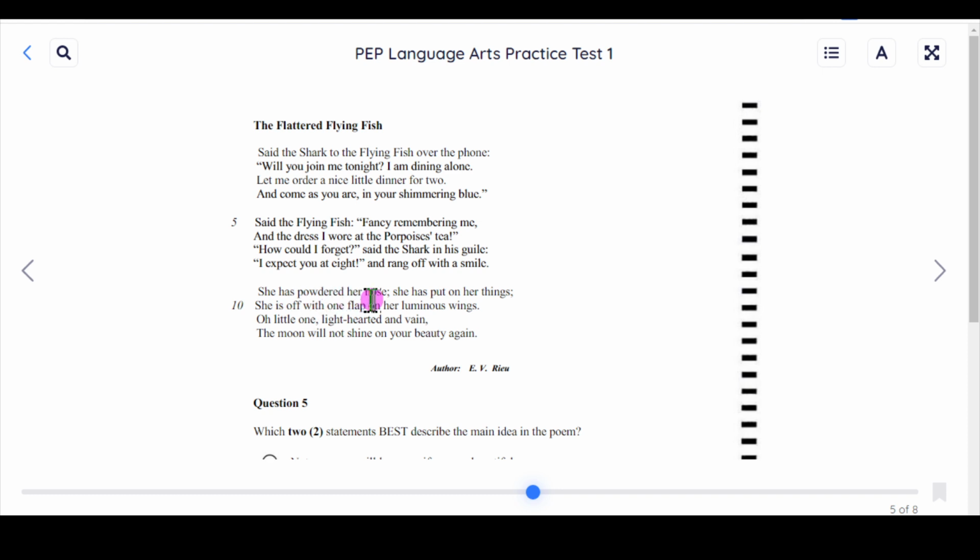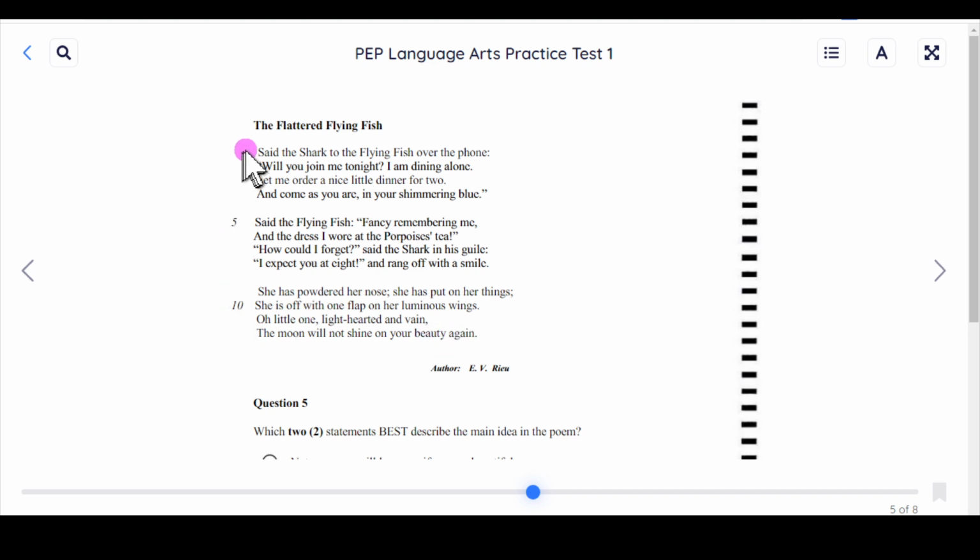She has powdered her nose. She has put on her things. She's off with one flap of her luminous wings. O little one, light-hearted and vain, the moon will not shine on your beauty again.